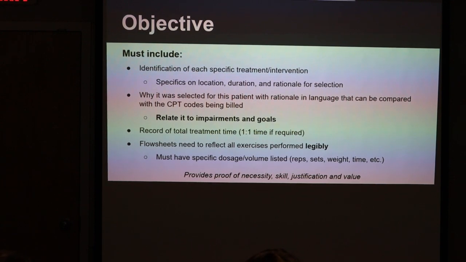So you need to tie it into maybe their goal to be able to walk community distances without an assistive device, reciprocally navigate stairs, wash their hair, those types of things need to be identified in the objective. We all know about recording the total treatment time and one-on-one time. And then, like we've been talking about, the flow sheets need to reflect that all exercises were performed. It needs to be legible, which might be hard for some people. And then have specific dosage and volume listed. So you can't just have check marks in there. You need to really have specifics of what's being done. And that helps prove our necessity, skill, justification, and value.